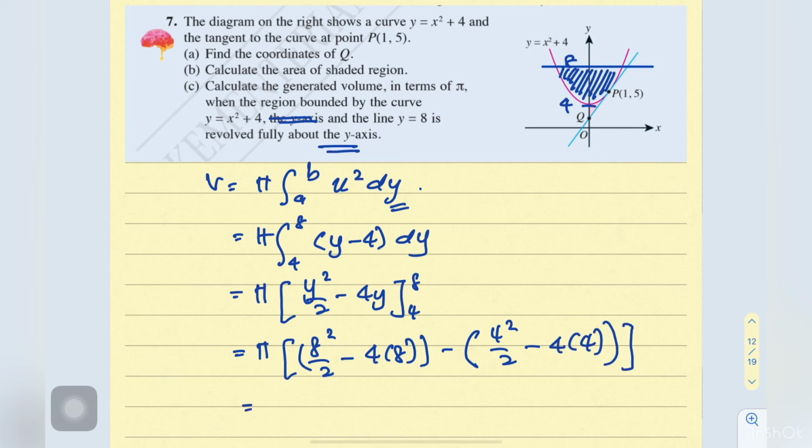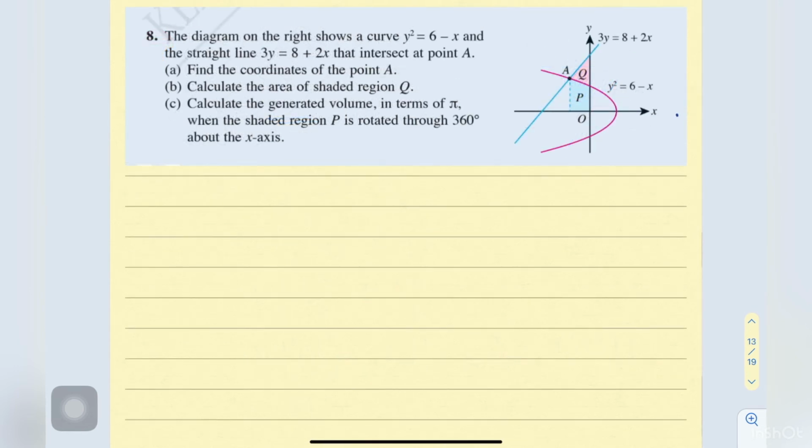Okay, so the final answer will be 8 pi unit cube. Now we are going to discuss question number 8. The diagram on the right shows a curve y squared equals 6 minus x and the straight line 3y equals 8 plus 2x that intersect at point A. Part A: find the coordinates of the point A.